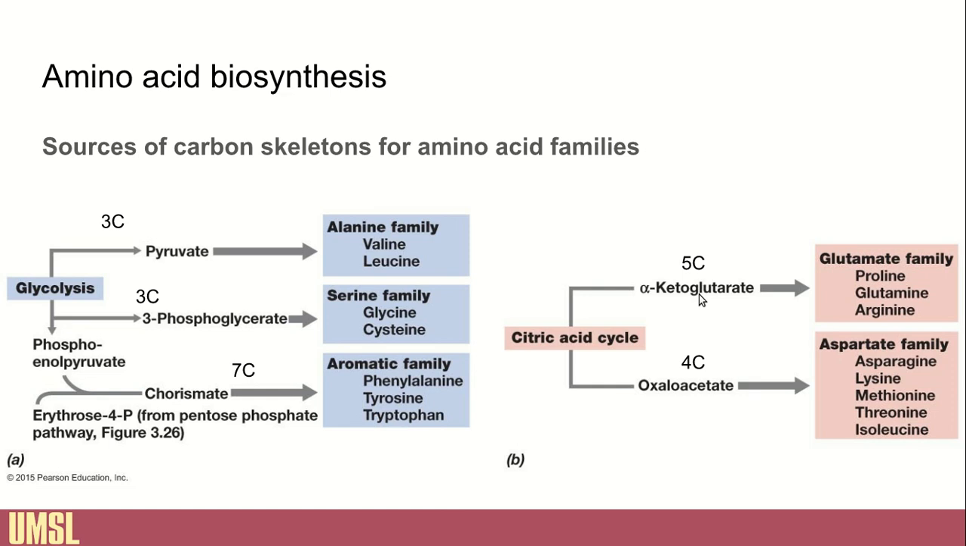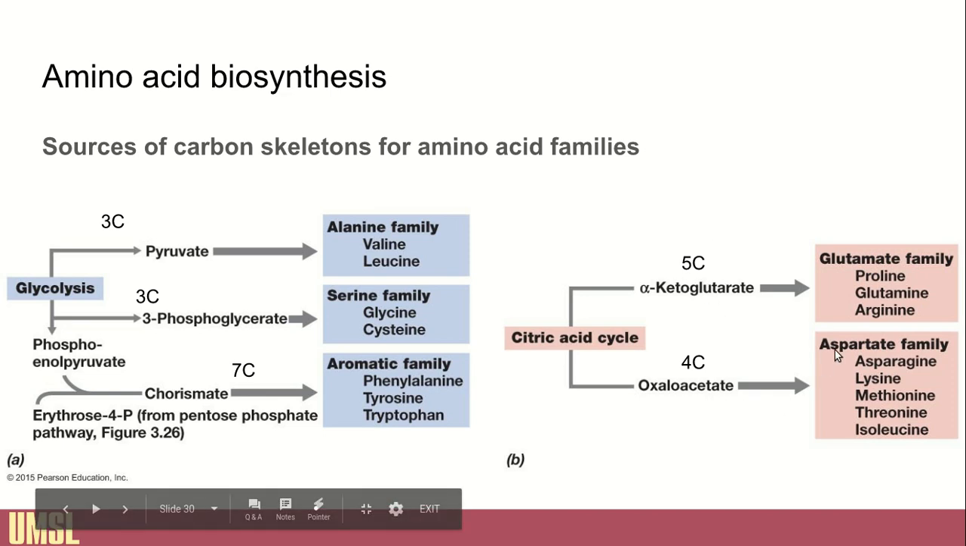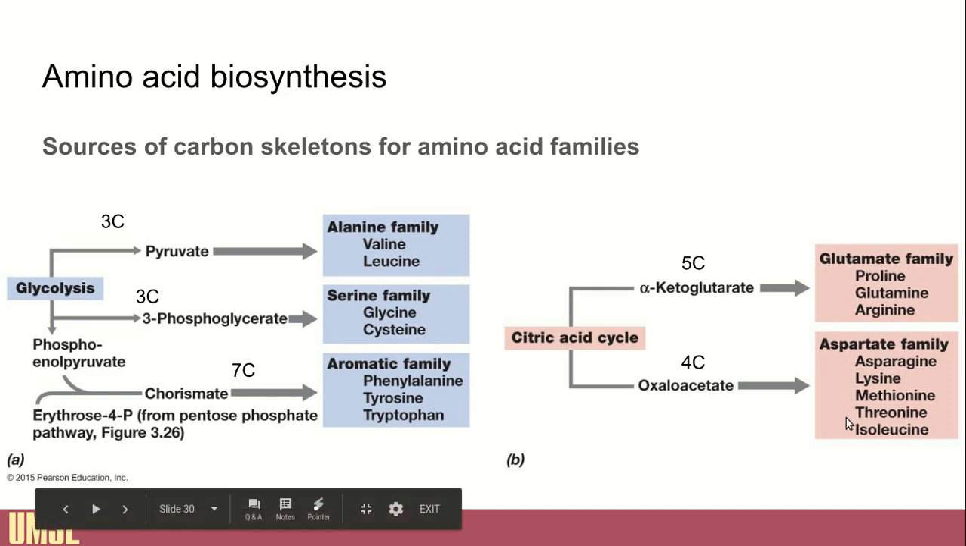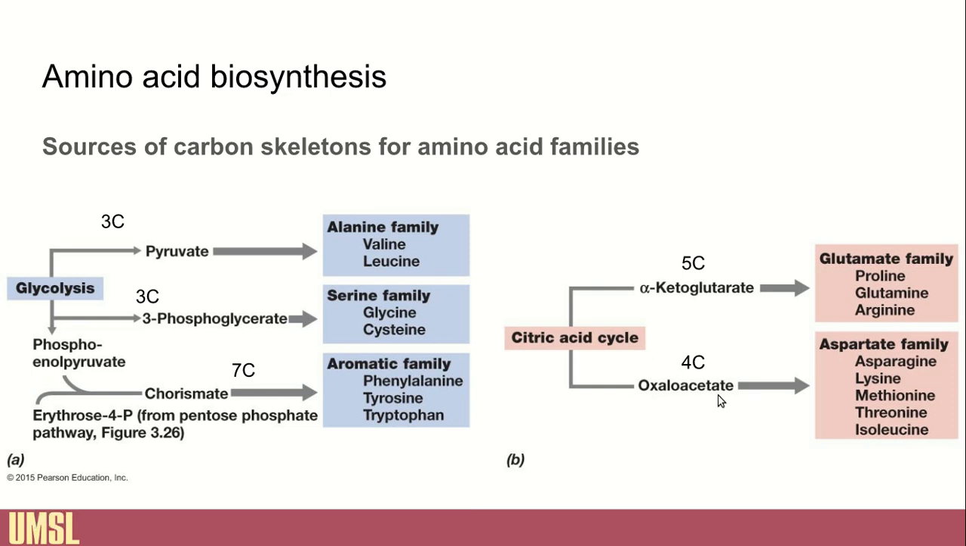So then if we want to make the glutamate family amino acids, so proline, glutamine, arginine, and glutamate, these are derived from alpha-ketoglutarate, which remember is an intermediate in the citric acid cycle. It's a 5-carbon intermediate. Or the aspartate family, which includes aspartate, asparagine, lysine, methionine, threonine, and isoleucine. But these are derived from 4-carbon sugars, and this is the result of using oxaloacetate.